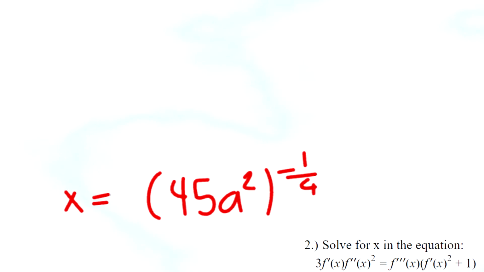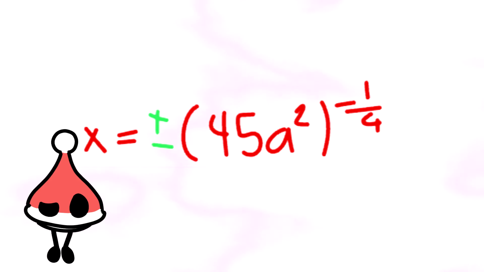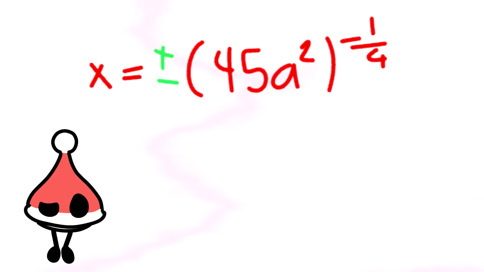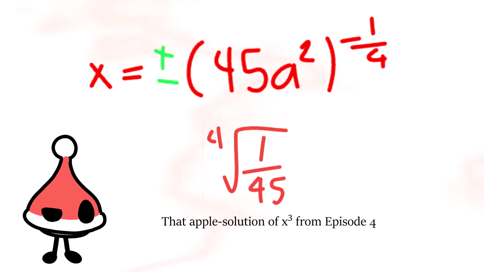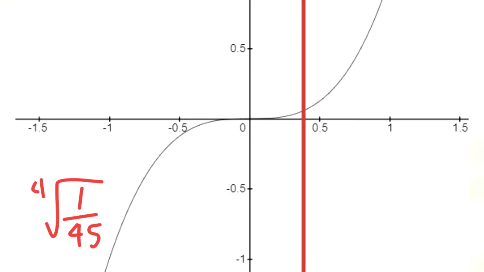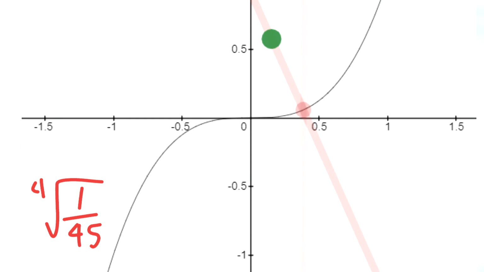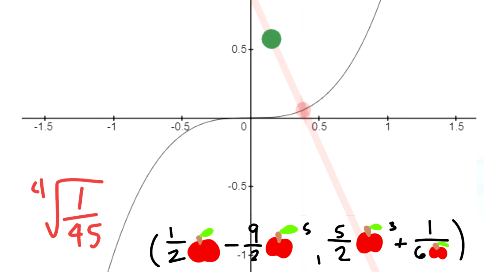Last thing, since we took an even root, our final answer is plus minus (45a²) to the power of -1/4. Now, this guy might be familiar to you. It's that x solution that we got from regular x³. If you remember the purpose of this number, it's, again, get ready, the x value of the normal line that directs us to the pseudo-focus through the components of that parameter.